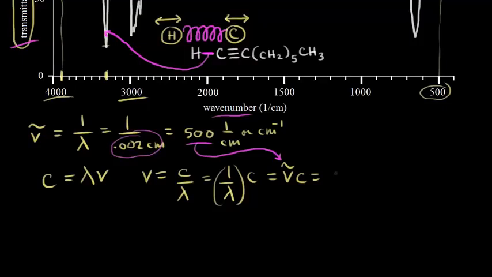So the wave number was 500. Units were 1/centimeters. Multiply that by the speed of light. We need to have the speed of light in centimeters. So that's approximately 3 times 10 to the 10th centimeters per second is the speed of light. Notice what happens to the units. The centimeters cancel. And let's do the math.